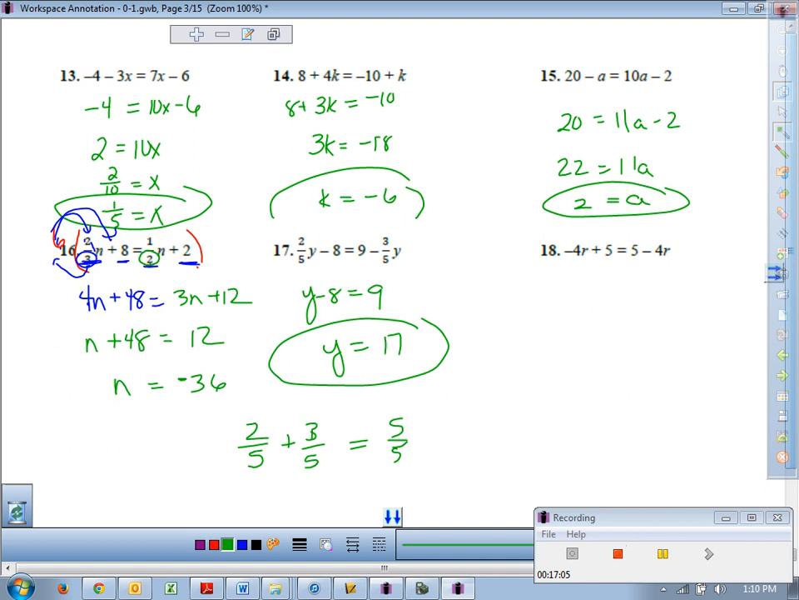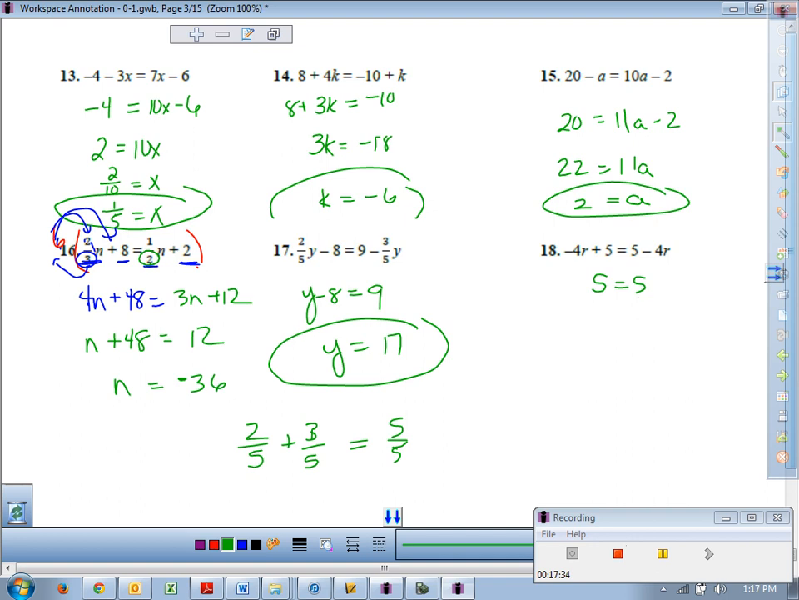Why don't you try the next one for yourself? Please pause the video and get that done. If we add 4r to both sides, right? What's a negative 4r plus 4r? It's 0 r's, right? And we don't just say 0 r's, they cancel each other out, right? So you're left with this, 5 equals 5.